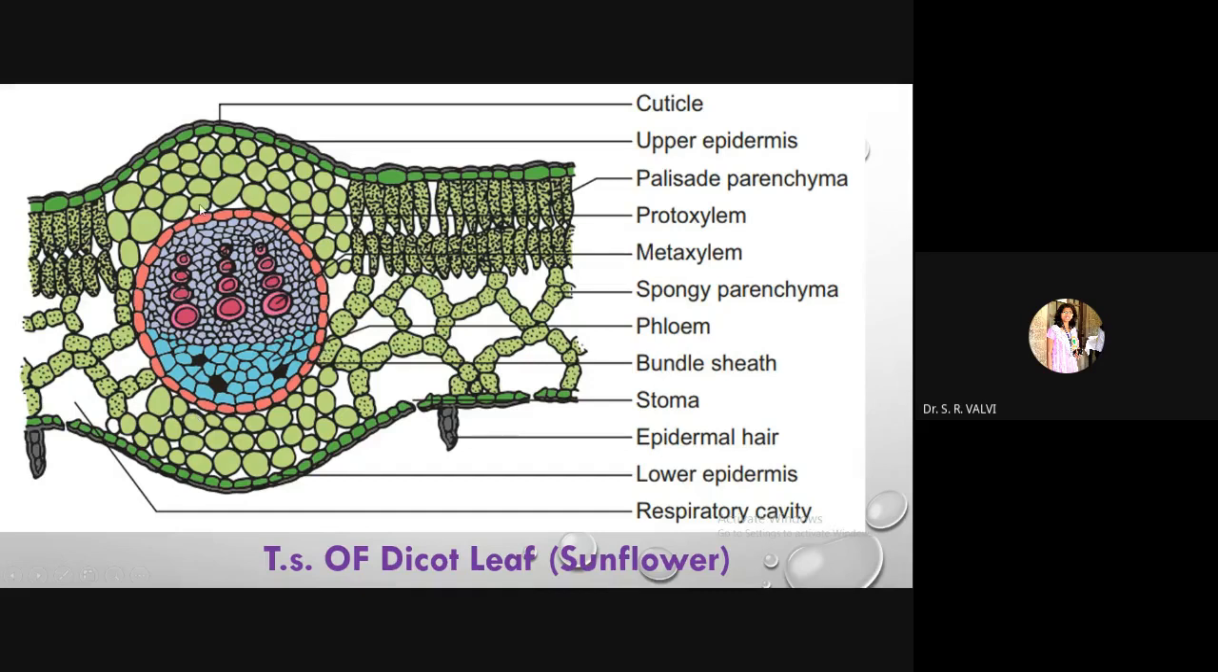Now, the vascular bundle: the outermost layer is called what? Bundle sheath cells. The outermost layer protects these cells. Here again you observe the xylem cells, with metaxylem towards the center and protoxylem towards the periphery, in the upper part, and this lower part is the phloem. There is no cambium present in the vascular bundle of a dicot leaf.